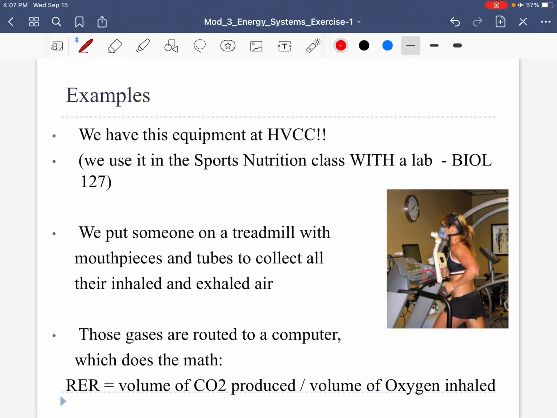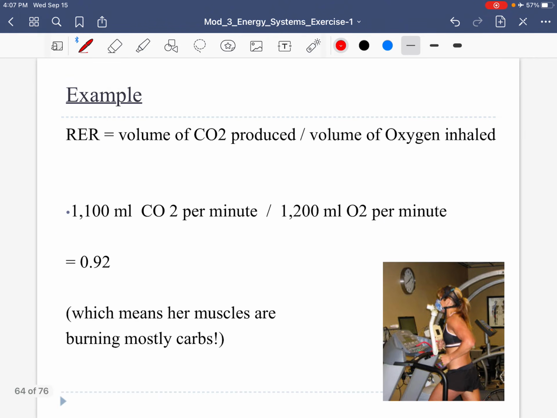We actually have one of these, right? I mentioned this in our video for the previous chapter. We have a treadmill with a Met cart where we put this apparatus on someone. We have them run and walk. We collect the data, and we're able to see the RER. And we have it set to give us data every either 30 seconds or a minute. Pretty cool.